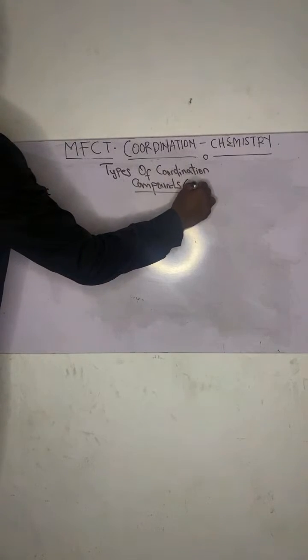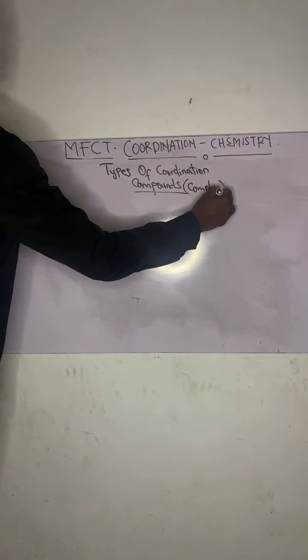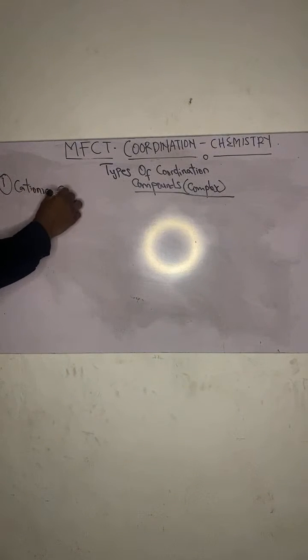Now, the type of coordination compounds we have, the first one is cationic compound. Let me put here complex. Cationic complex. Now, what are cationic complex? Cationic complex are the complex compounds in which the charge on their coordination sphere is positive.